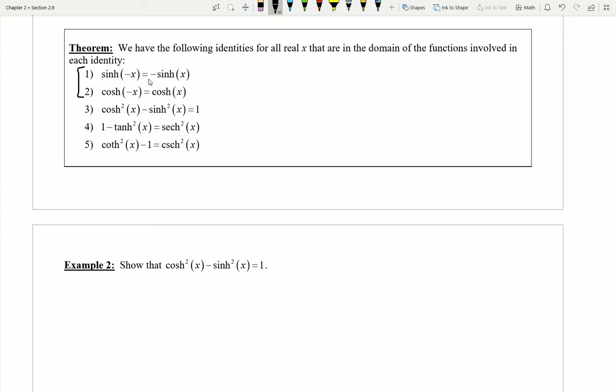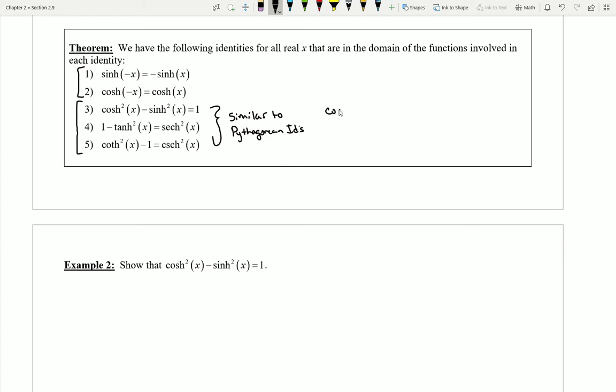When I take a look at my hyperbolic sine, I see that this is what we would call an odd function. Because the 2 items don't match perfectly, one needs to have a negative put on it in order to make both sides match. Now, with numbers 3 through 5, these might seem very, very familiar because these are similar to the Pythagorean identities that we have for regular trig functions.